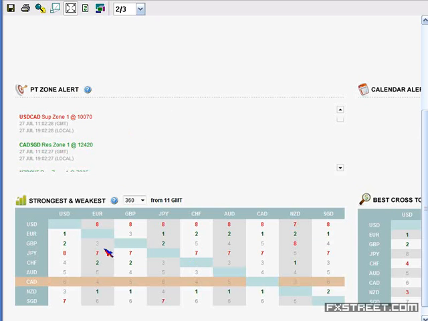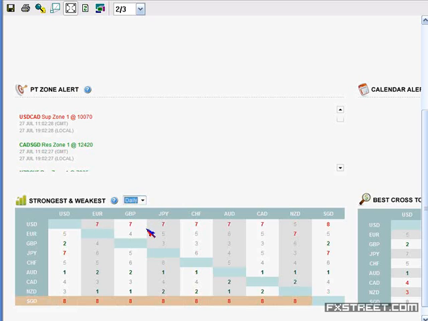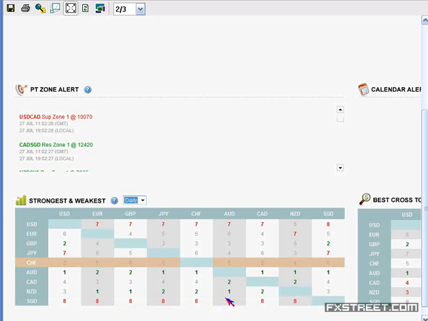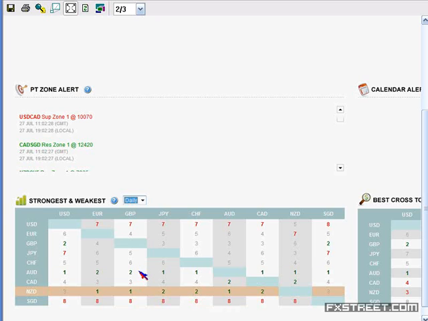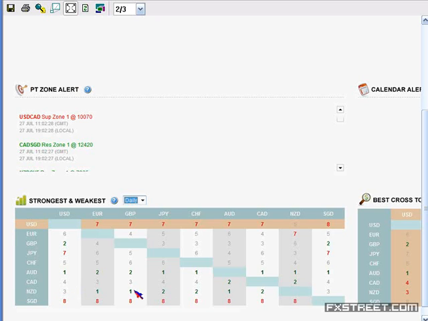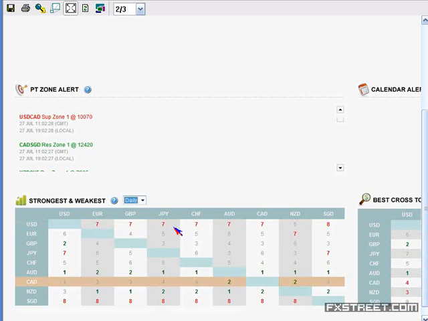After we get an alert, we look at the strongest and weakest barometer. This is a tool we use to decide whether that alert supports the strength or the weakness of the market. If you look at the daily, today the Aussie has been the strongest, followed by the Kiwi dollar, and the weakest is the Sing dollar, followed by the US dollar.